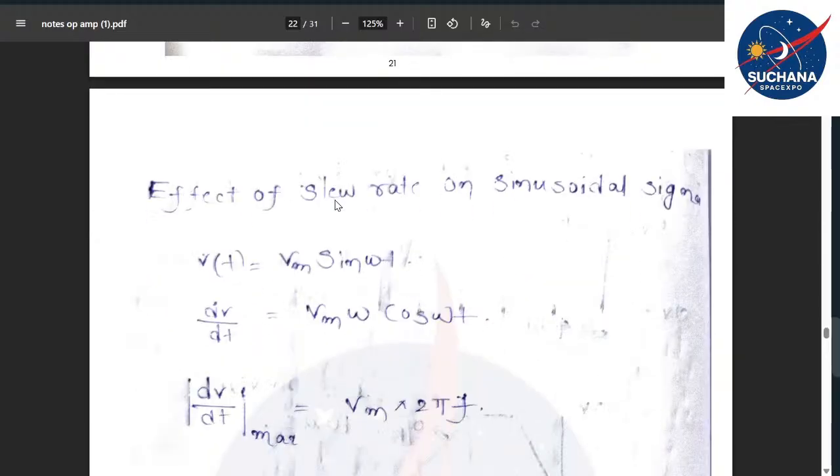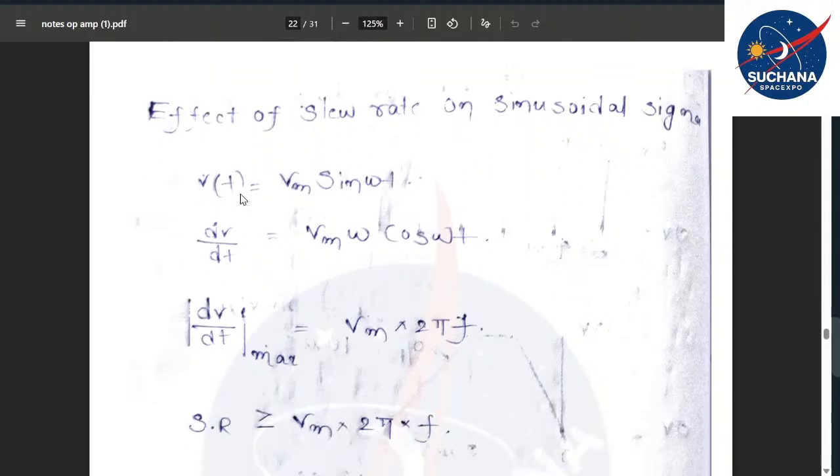Now we need to see the effect of slew rate on a sinusoidal wave. You know that for a sinusoidal wave, v of t is equal to Vm sin omega t. Sometimes people usually write it as A sin omega t. Here A is the maximum amplitude, in the sense maximum voltage. That means Vm, or Vmax. V of t is equal to Vmax sin omega t. So I'm differentiating on both sides. dV by dt is equal to Vm omega into cos omega t. This can be obtained by differentiation.